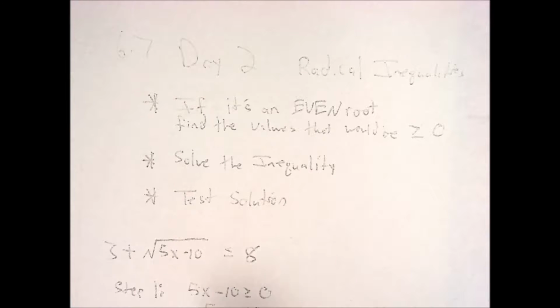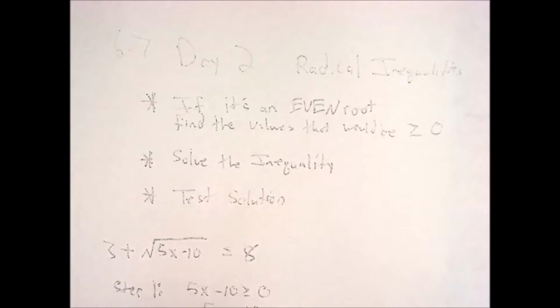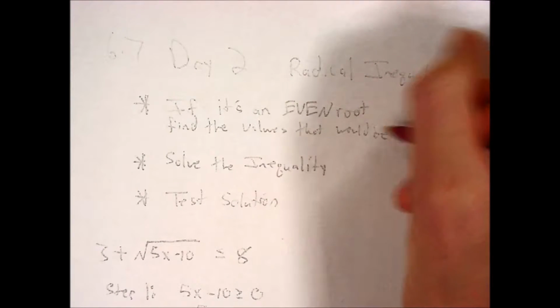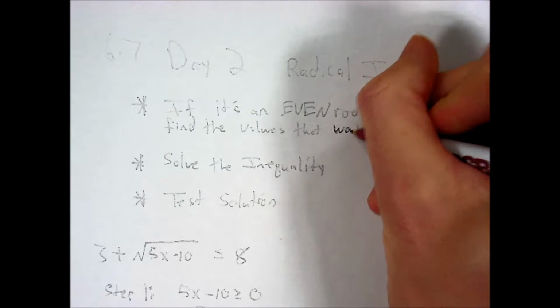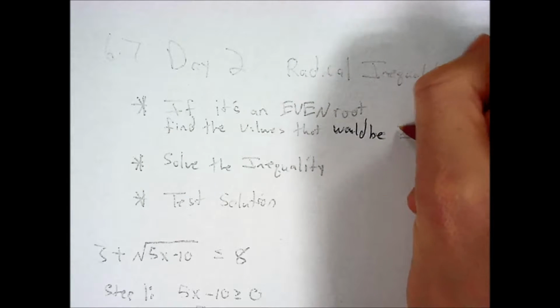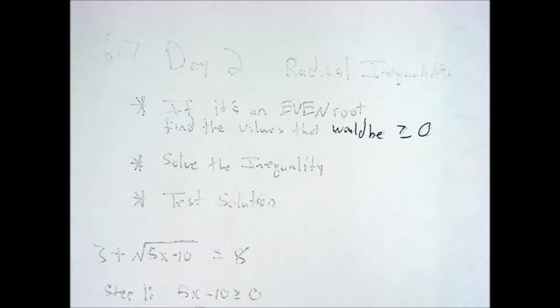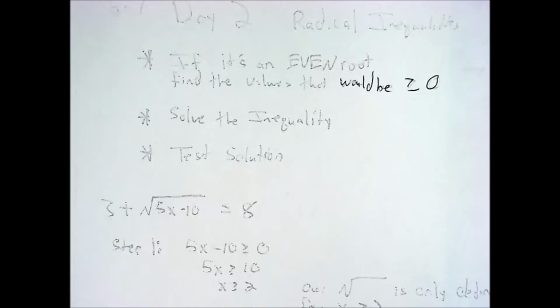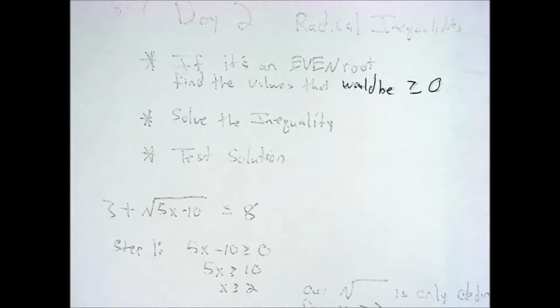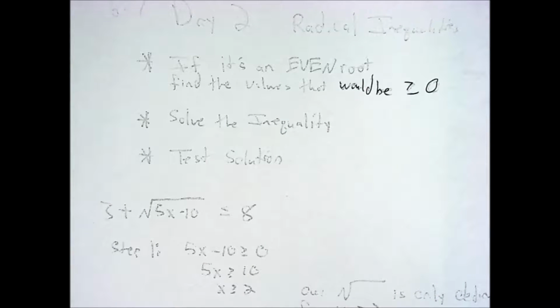Number 1 here, our first rule: if it's an even root, you find the values that would be greater than or equal to 0 for your root. Then we're going to solve that inequality, and then we need to test our solutions.